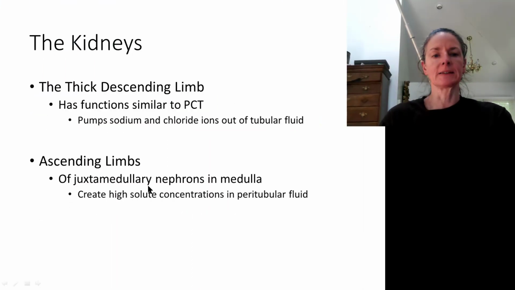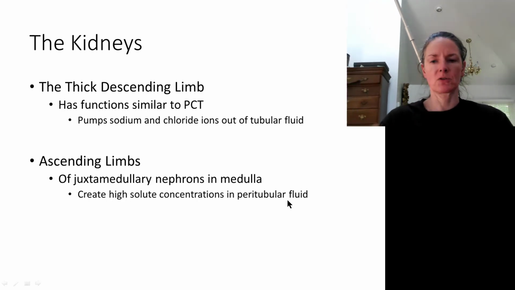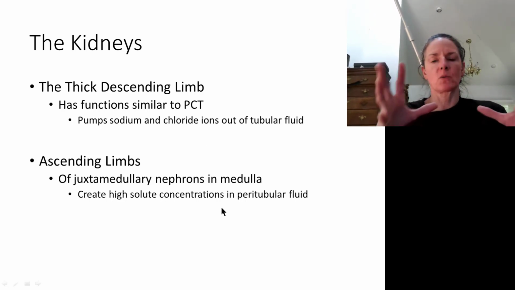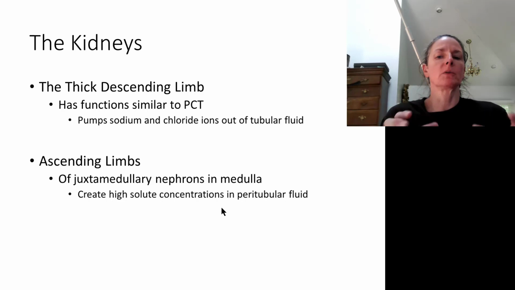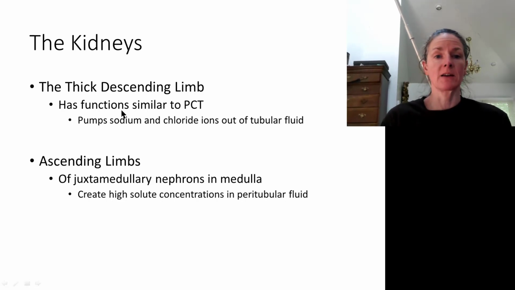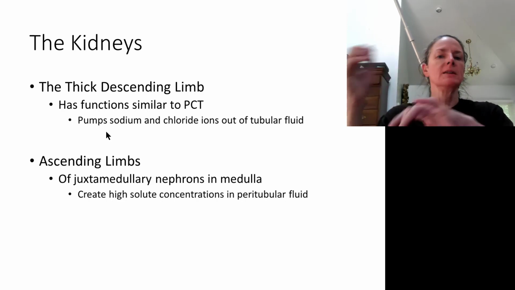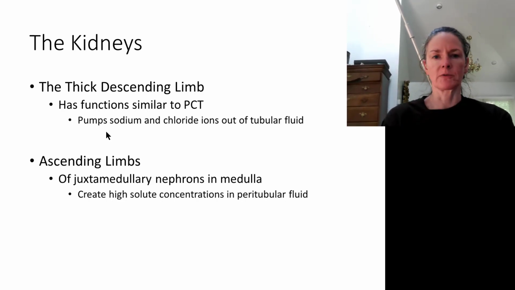So on the ascending limb, especially the juxtamedullary neurons, we're going to create very high solute concentrations in the peritubular fluid. That is the interstitial fluid that surrounds these things. So when we have sodium and chloride in here, you can imagine that's going to make the peritubular fluid very salty. And that is going to increase osmosis of water out of the descending limb into the peritubular fluid.